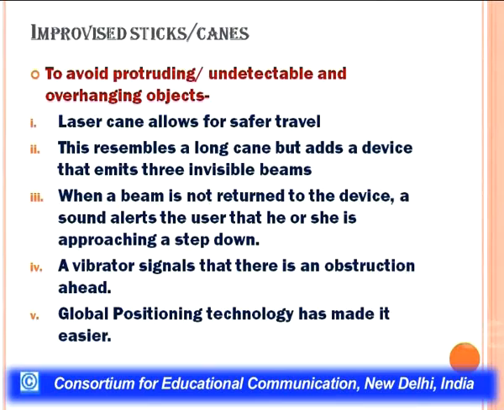So there is the laser cane, which allows safe travel. This resembles a long cane but adds a device that emits three invisible beams. When a beam is not returned to the device, a sound alerts the user that he or she is approaching a step down. A vibrator signals that there is an obstruction ahead. Global positioning technology has made it easier.